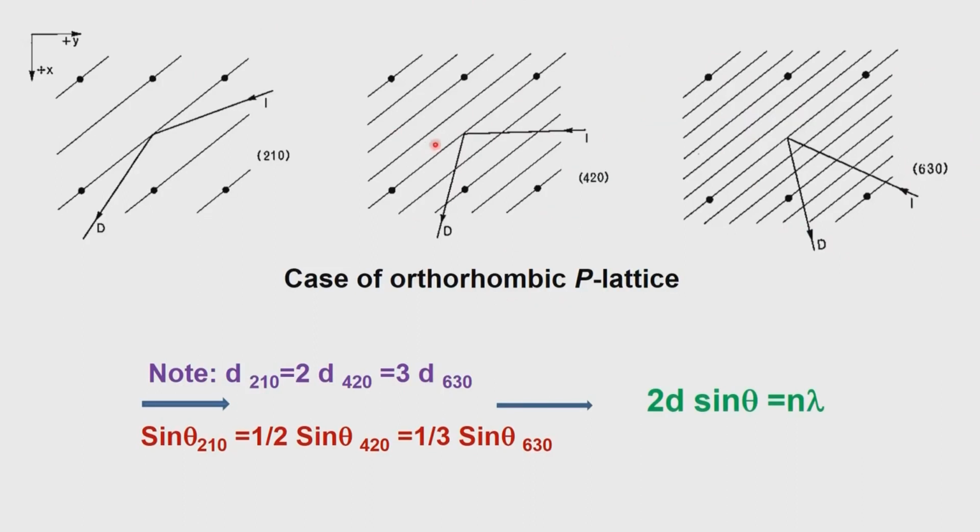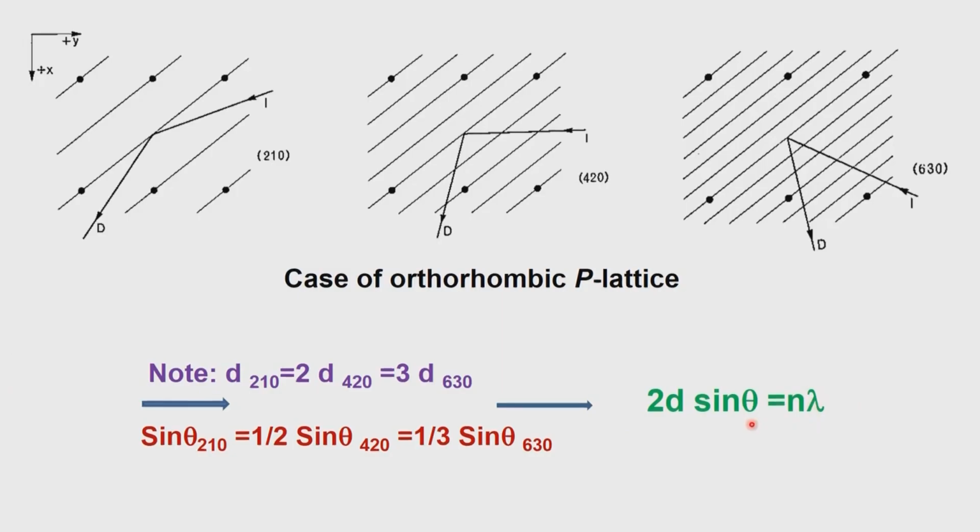The second one is an understanding of how 2d sin theta equals n lambda comes up. n is the order of the reflection. These diagrams will help you in principle to identify how they come about and what the interaxial angles are between them, and that will tell us the relationships, and therefore we get the different values of n going from 1, 2, 3 and so on.